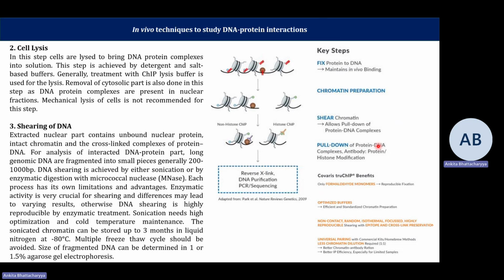So naturally, whenever we talk about cell lysis, the sort of reagent which we would need is a detergent, and you would need some buffers. So generally, there's a ChIP lysis buffer, some of which is commercially available, some of which is usually made fresh whenever you're performing the experiment, because it's not something that is routinely done. It is done to answer a question that is necessary for your study. Treatment with ChIP lysis buffer is used for the lysis, and removal of the cytosolic part is also done, as DNA protein complexes are present in nuclear fractions. However, mechanical lysis of cells is not recommended for this step.